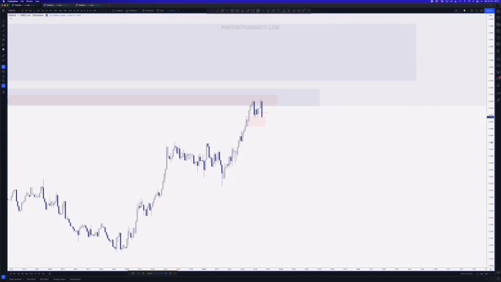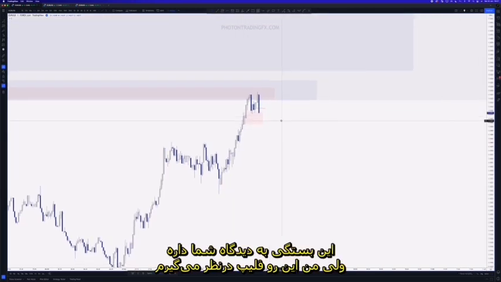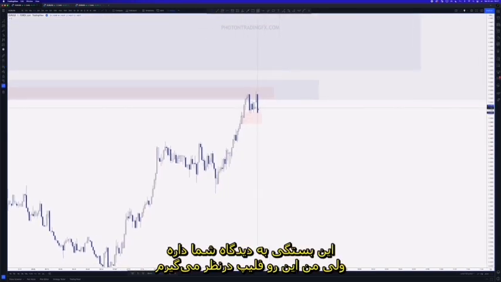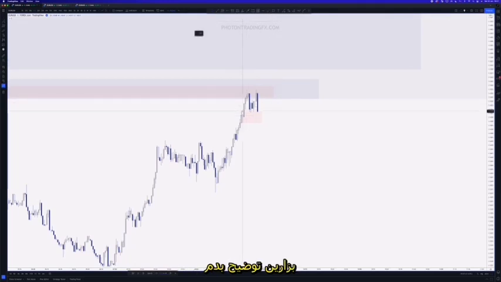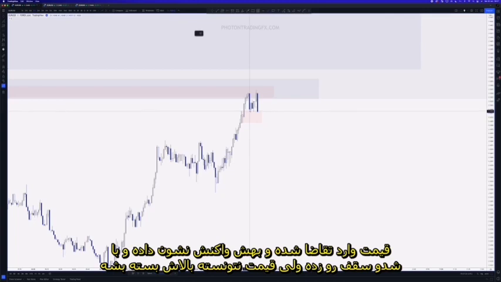Okay, now this here, it's going to depend on what you do. For me, it's not ideal, but I still view this as a flip. So let me explain. Price has come into demand and it's reacted, and it has broken high, right? It's wicked it, but price has failed to close above it.